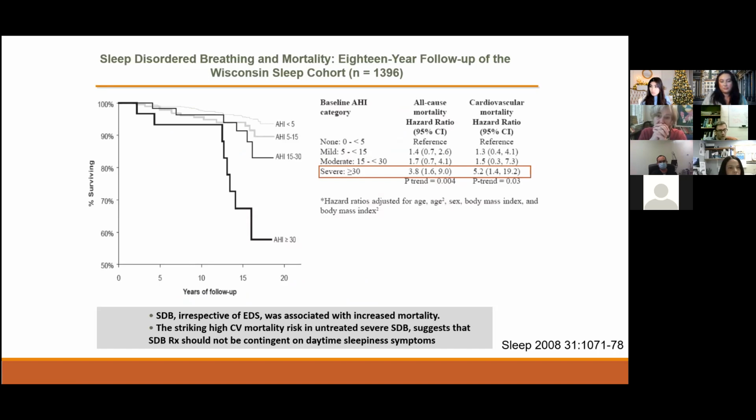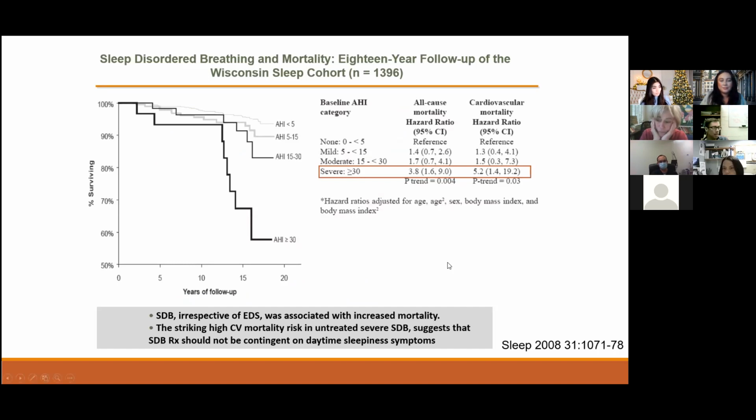This is the Wisconsin Sleep Cohort. This was about 1,400 public employees who, as part of this study, were asked, hey, do you want to do a sleep study? And 1,400 of them said yes. And then they got a letter in the mail just saying, these are your results, do with them what you may.